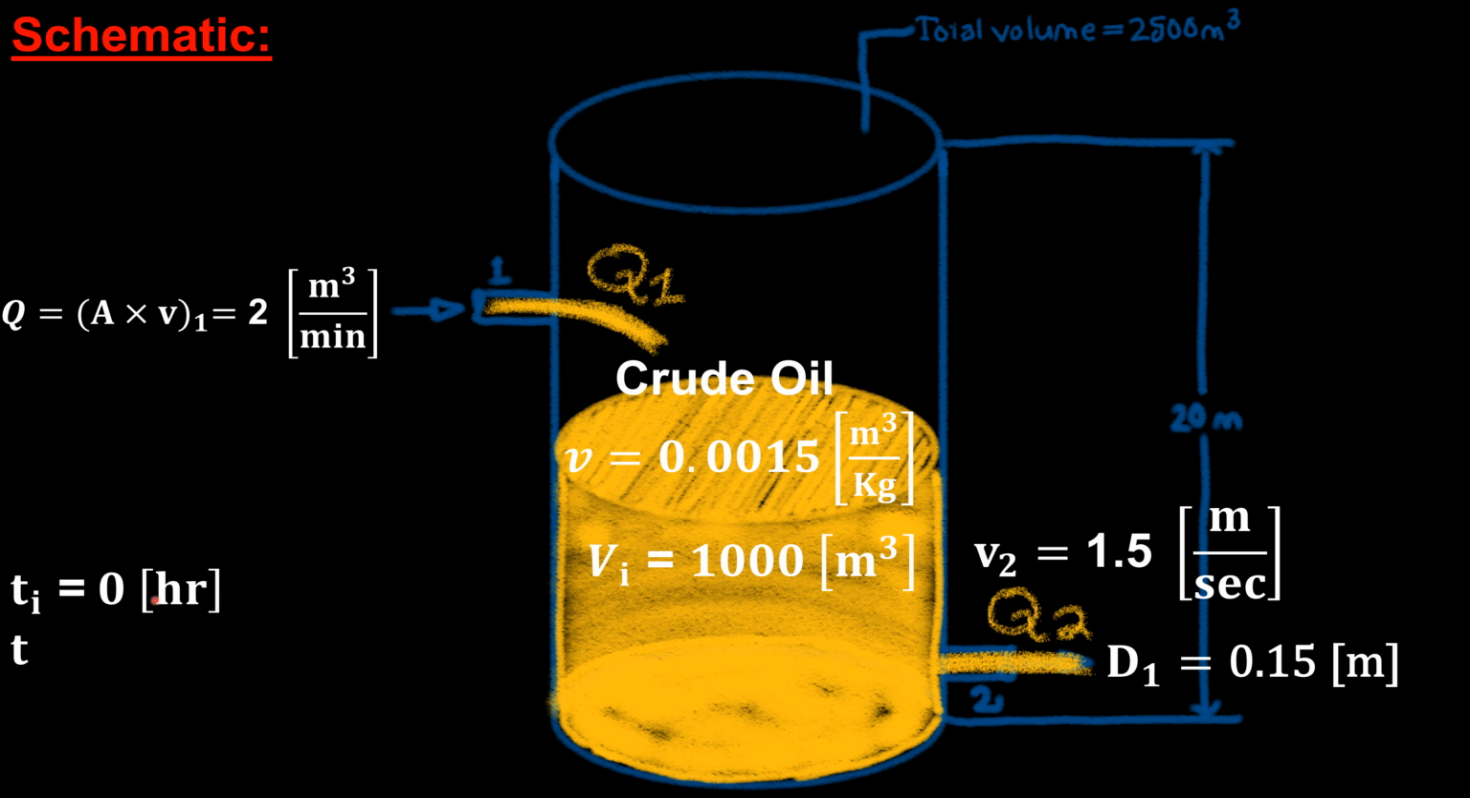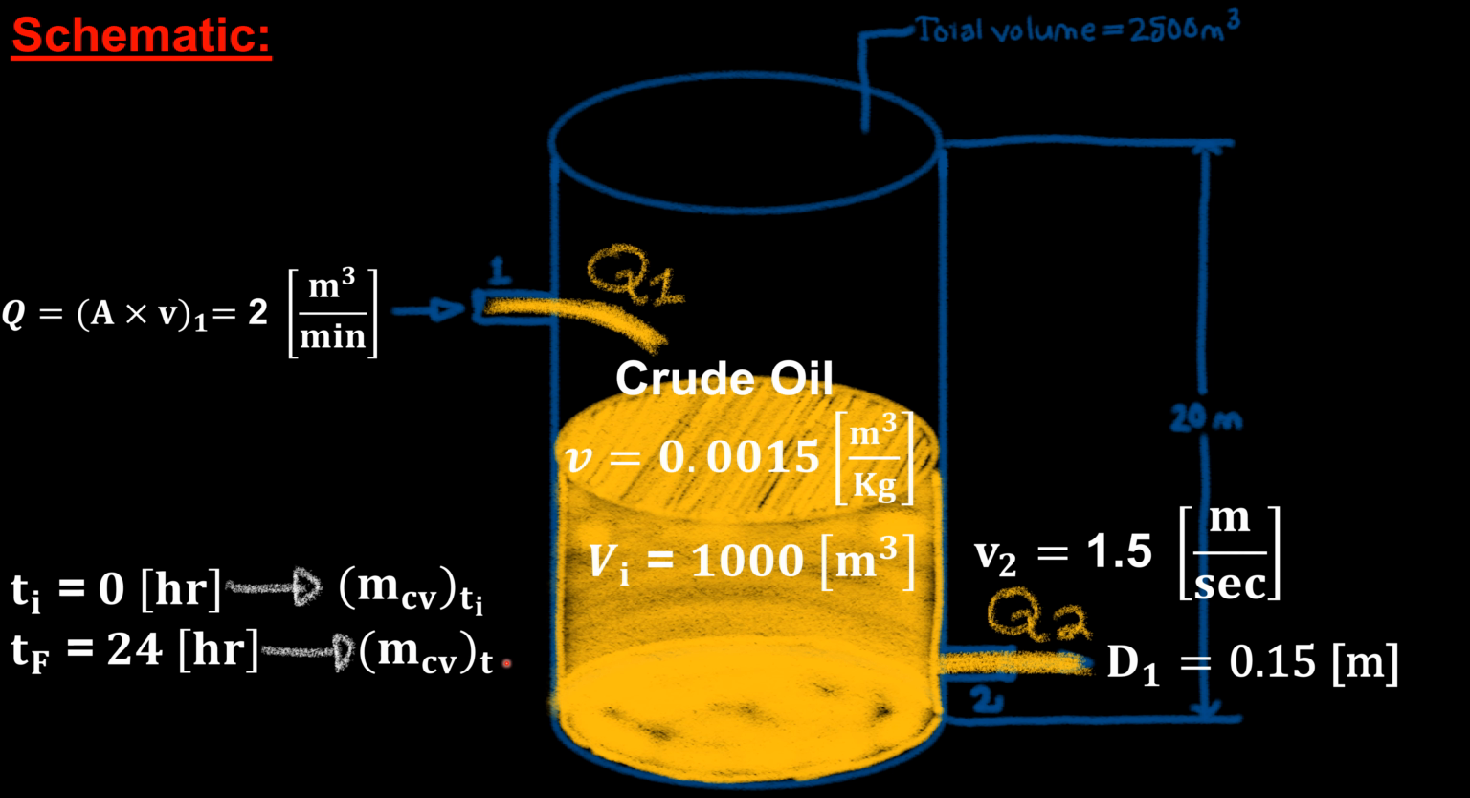meter. So remember, the initial time is 0 hours, the final time is after 24 hours. At this initial time, the crude oil will have an initial mass, and after 24 hours, the crude oil will have a final mass. The difference between these two masses is the change within the control volume in 24 hours.